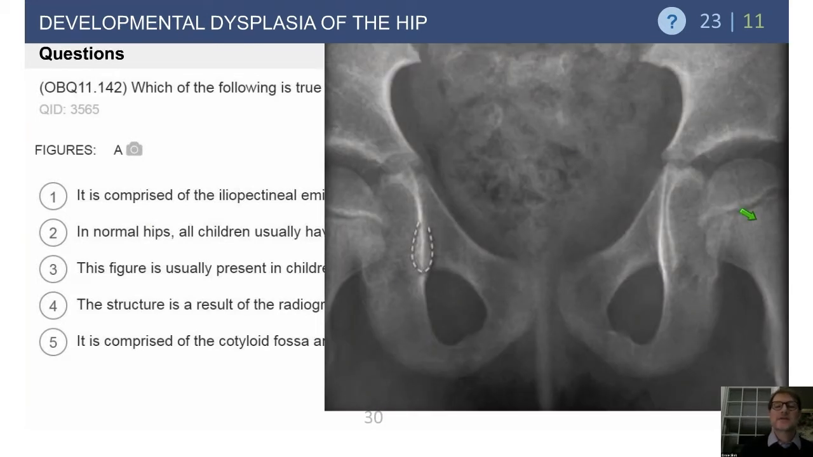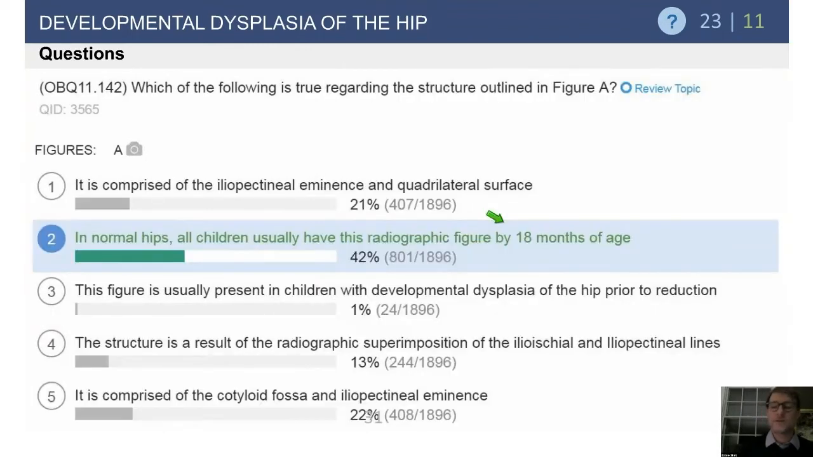So when you're looking at a hip, there's a lot of things that we can see. Here, this structure right here is called the teardrop. And the teardrop, you can see it's better on this side, but you can see it's concave. And it's concave because the femoral head's pushing on it. And that's more of a normal hip. So in normal hips, all children usually have this finding by 18 months of age.